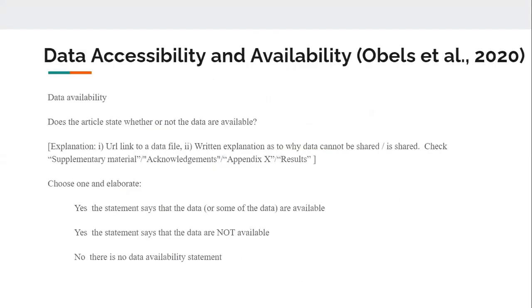So first, does the article state whether the data is available? Yes, available can be as simple as a URL link or data file, or sometimes a more concrete statement. So please check several sections. Supplementary materials may contain the link for the data file. Acknowledgements, sometimes it's the appendix, and sometimes the link may be in the results.